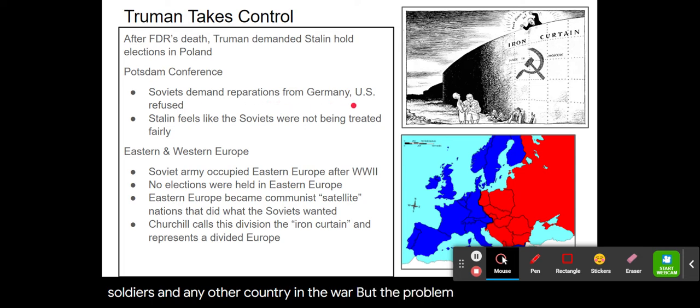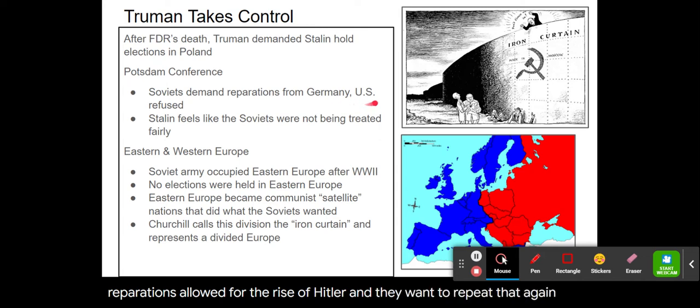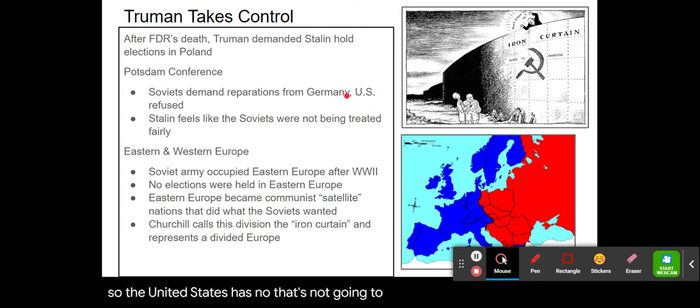But the problem was, if you remember back after World War I, when Germany had to pay reparations, that's one of the things that caused World War II. Germany's inability to pay those reparations allowed for the rise of Hitler, and they didn't want to repeat that again. And so the United States says, no, that's not going to happen. We're not going to make that same mistake again.